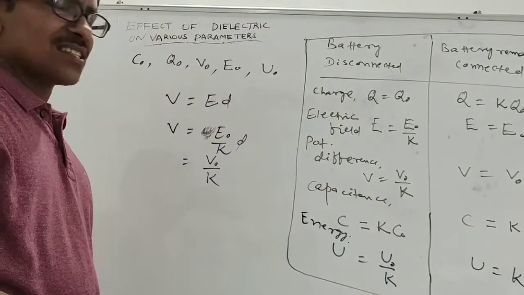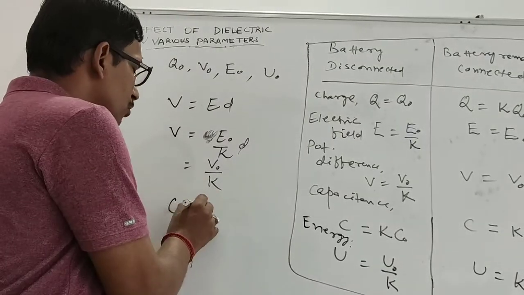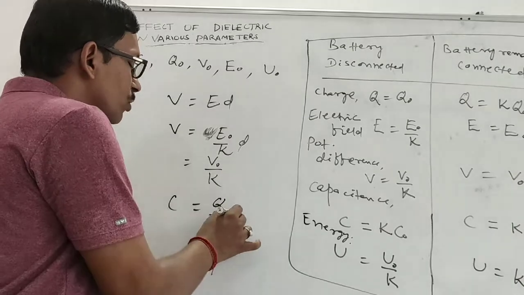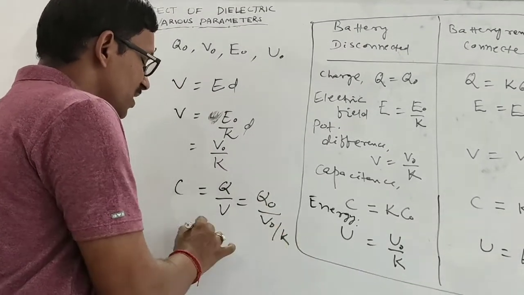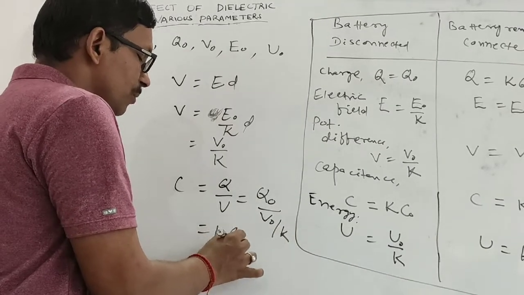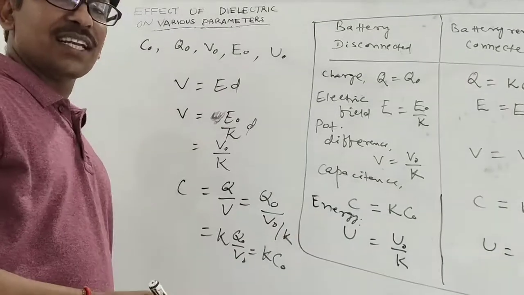Then what about the capacitance? Capacitance C is equal to Q by V. C is equal to Q by V, and Q remains the same, Q0. V becomes V0 by K. So that means K times Q0 by V0. That means K times C0. The capacitance becomes K times.